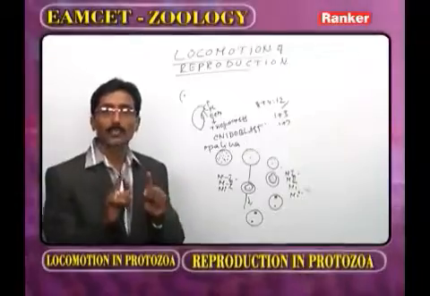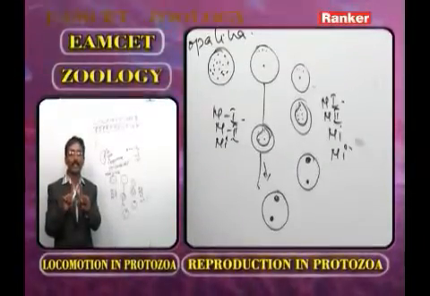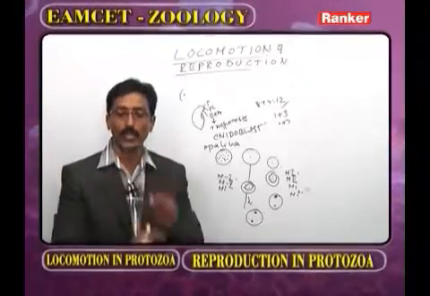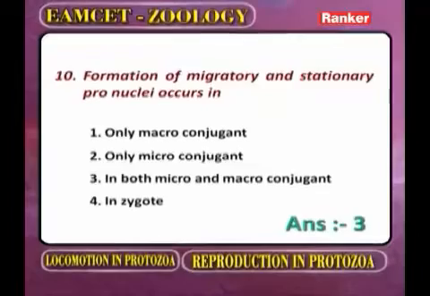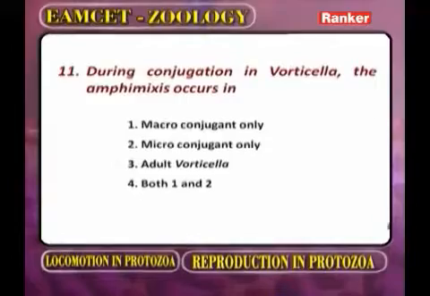That means, as we observe the Vorticella, in the female conjugant as well as in the male conjugant, we have to observe the formation of pronuclei. Now, options: only macro conjugant, only micro conjugant, in both the conjugants. So the third option is correct. Now we move to the next question.